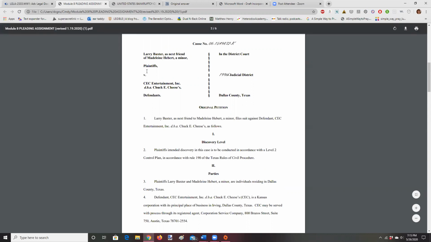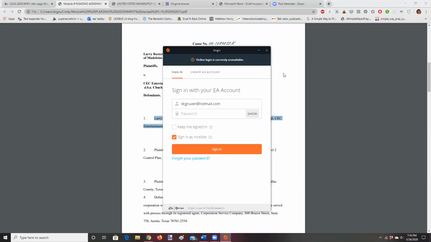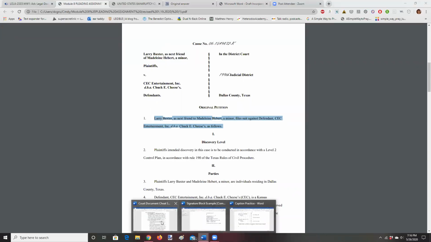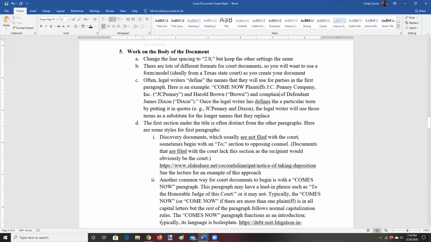Let's look at how the complaint, or excuse me, the petition that we have here is drafted. It says Larry Baxter is next friend of Madeline Hebert, a minor, files suit against defendant CEC Entertainment, Inc., DBA Chuck E. Cheese's as follows. So this has removed the comes now structure. It contains the same information, but it's a little bit more of an approachable way of saying it. So that would be an alternative to the comes now. You don't need to include it, but it's so common that it's not a bad thing, not something I would be concerned about.